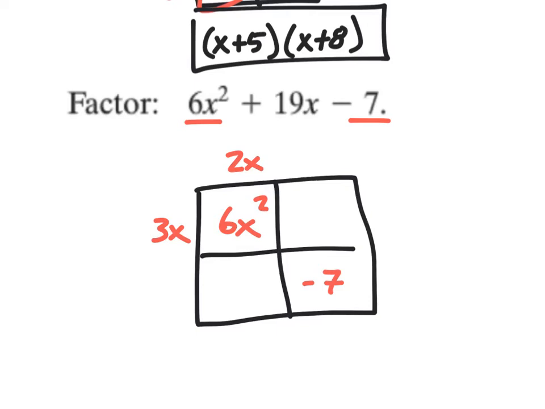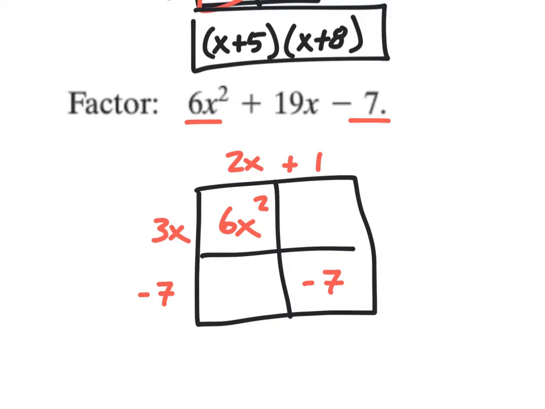Now we want to think about numbers that are going to multiply to negative 7. So let's do a plus 1 up here, and let's do a negative 7 here. I'm doing this, guys, just to show you that there is a trial and error process to this. So I just chose different things. I said, let's see if that's going to work. So I did 2x here, 3x here, 1 here, negative 7 here.